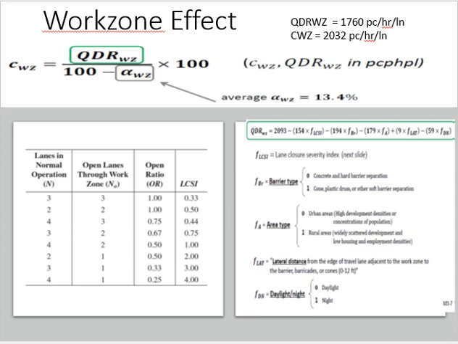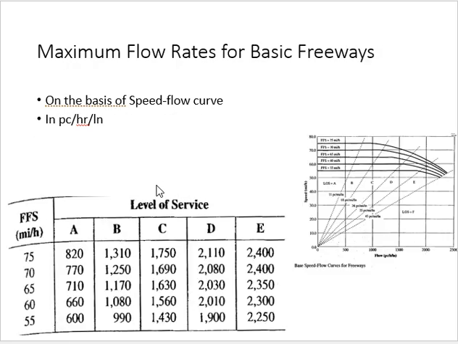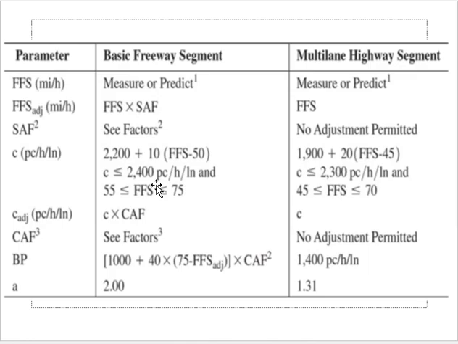Okay, I need the normal capacity now. So for normal capacity, this is the equation. Free flow speed 70 is given. Okay, so how much is the normal capacity? 202.2. Not possible. 2200. 2400.